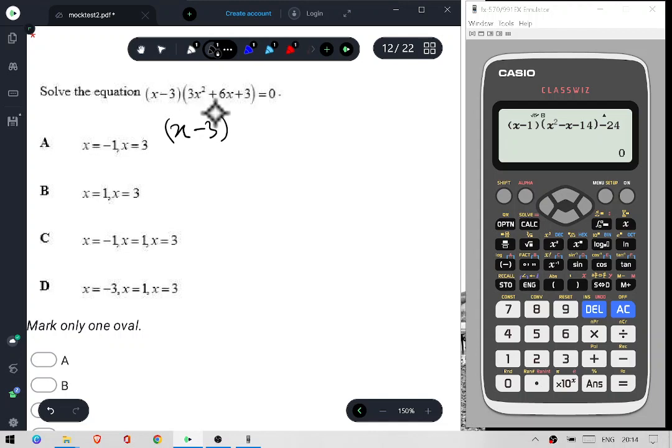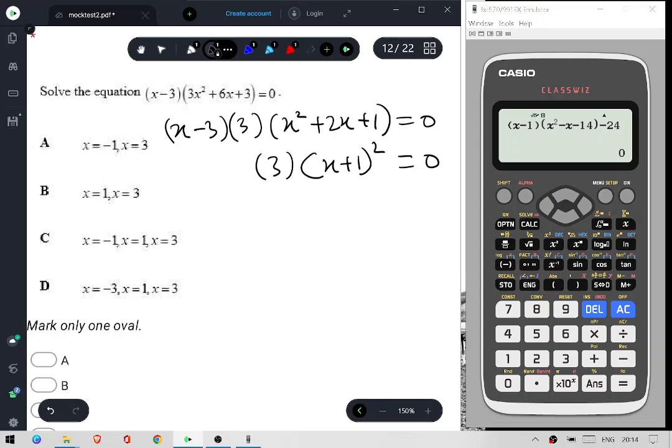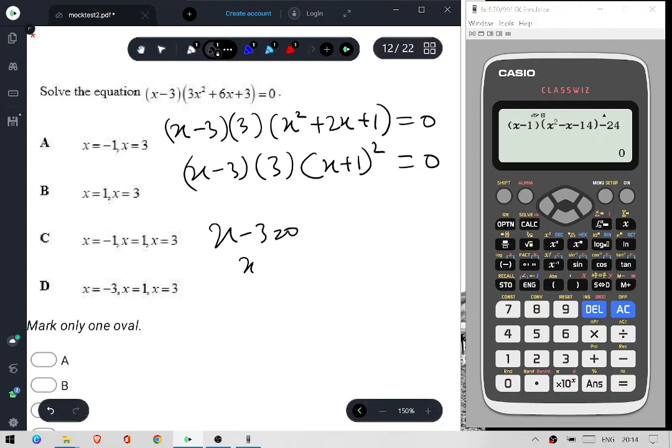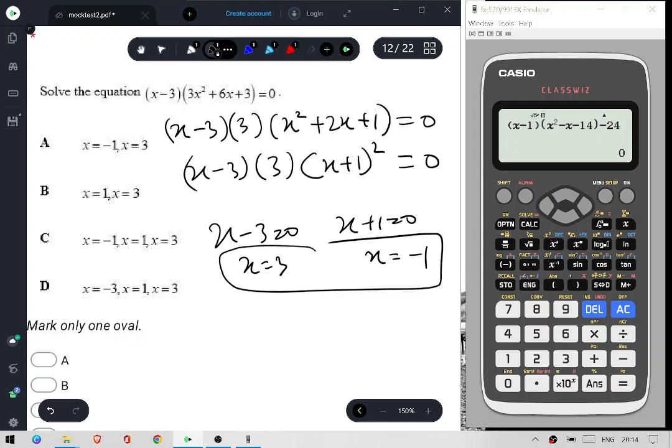So, 3x squared plus 6x plus 3. So, what to do? Factorize 3 outside. We get x squared plus 2x plus 1. Okay, equal 0 adalah. Okay, this one, x squared plus 2x plus 1 is just x plus 1 squared. Okay, x minus 3. So what is the solution? So x minus 3 equals 0, x equals 3, x plus 1 equals 0, x equals minus 1. So 3 and minus 1. So the answer is A.